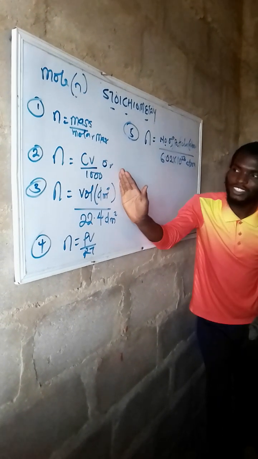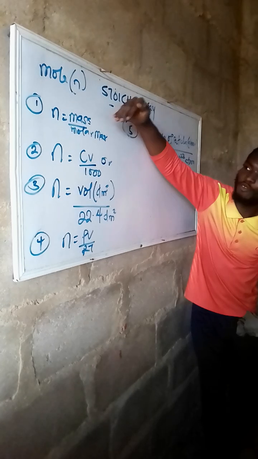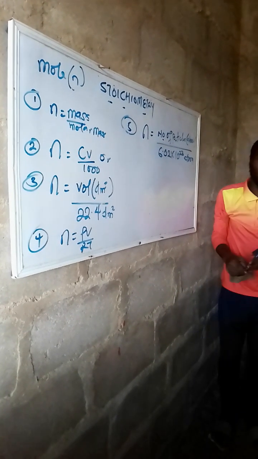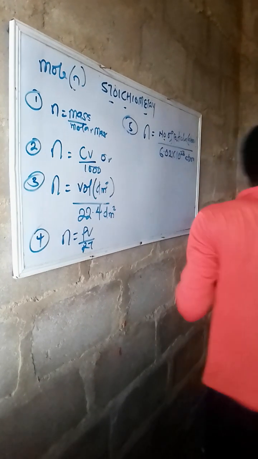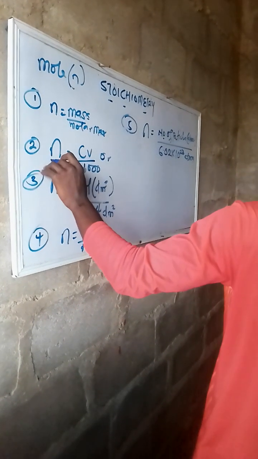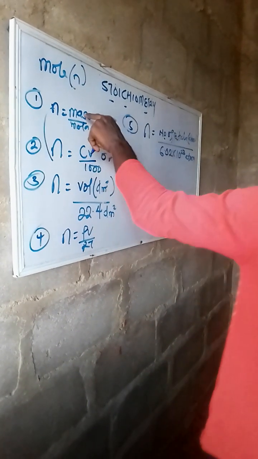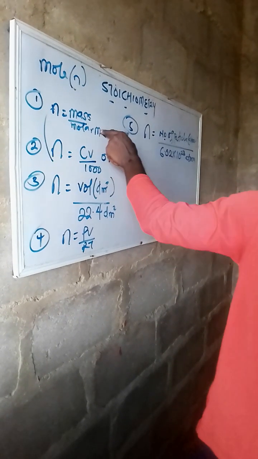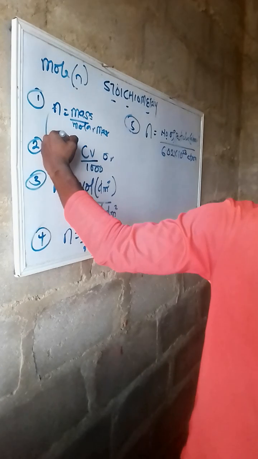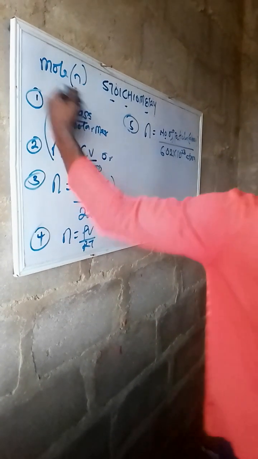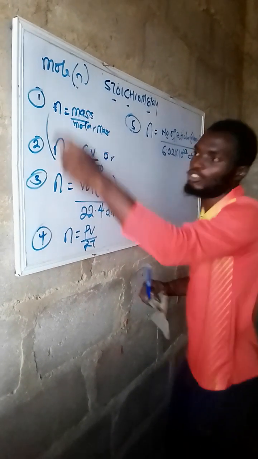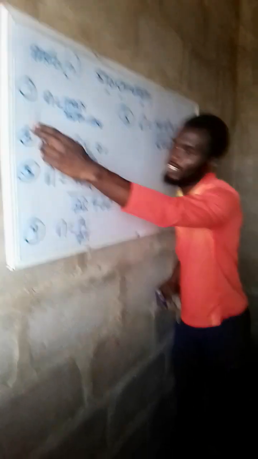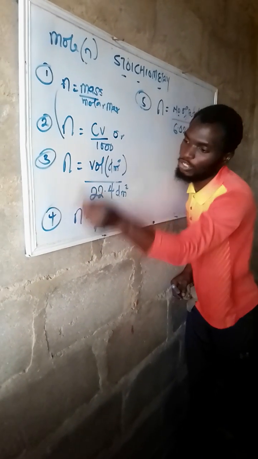Now, we are going to solve questions using each of these formulas, and questions that match two formulas together. If you see a question that has mass, molar mass, concentration, volume, you match them together. We call that mixing of the two formulas. You can mix 1 to 2 together, depending on the question being given. You can match 2 to 3 together, 3 to 4 together.